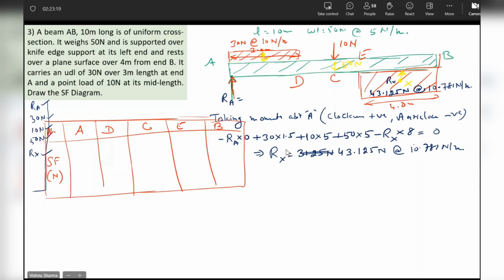Okay, can you please subtract, let's say RX, after that RA I didn't calculate. RA will be equal to total downward force, which is 50 newtons, 10 plus 60, 60 plus 30, 90, 90 minus 43.125. How much does it come to, beta? 46.87, sir. 47. 46.87.